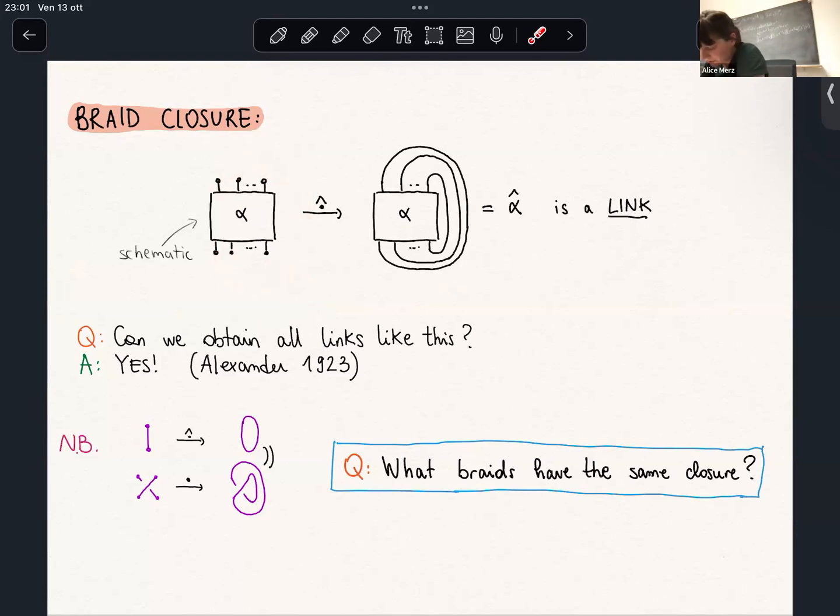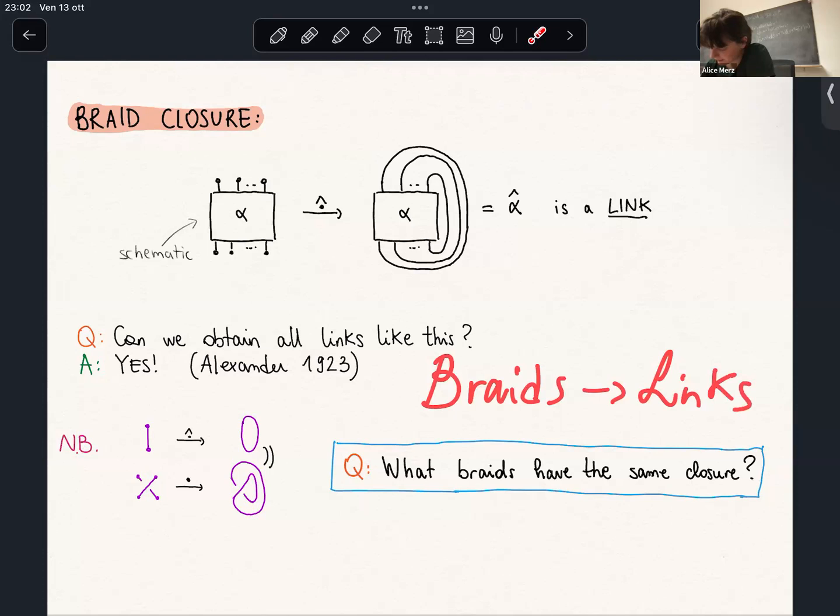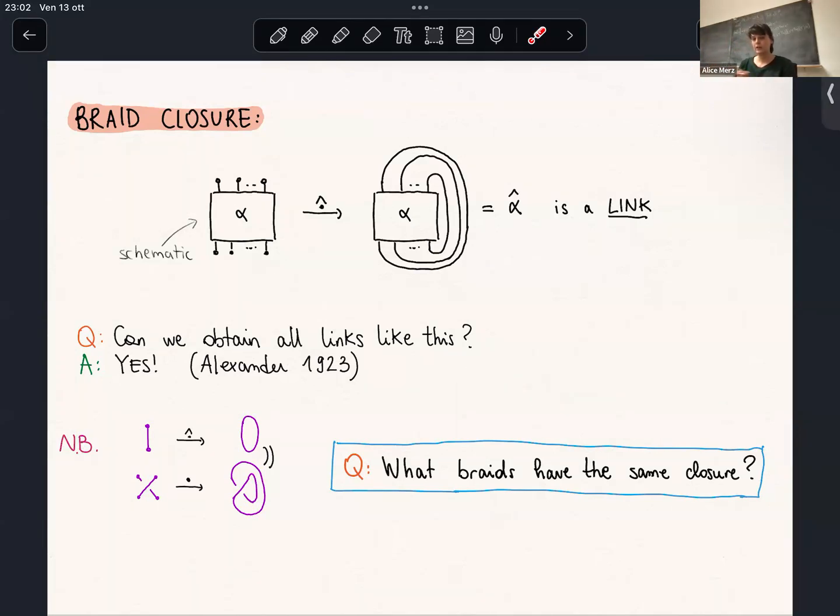And a natural question, if you do topology, is: can we obtain all links like this? The answer was given by Alexander a century ago, and it's just, yes, we can actually put every link in such a position. And the next natural question is this one. Since now we know that the function from braids to links, that is the closure function, is surjective, do we know if it's injective?